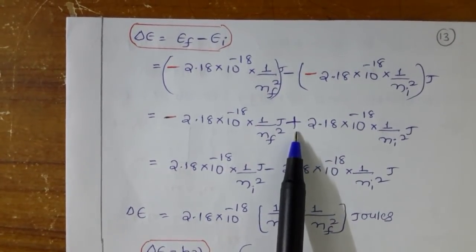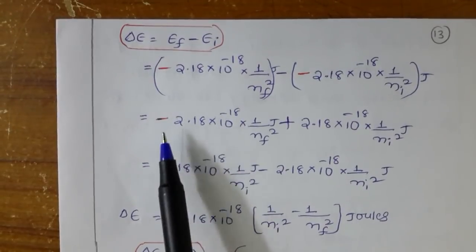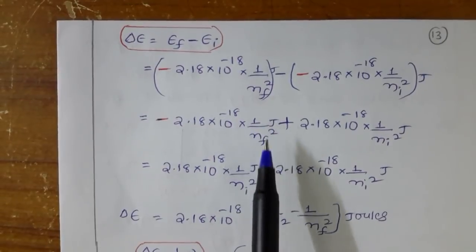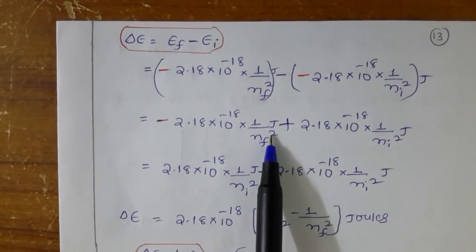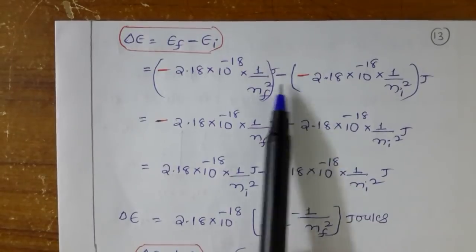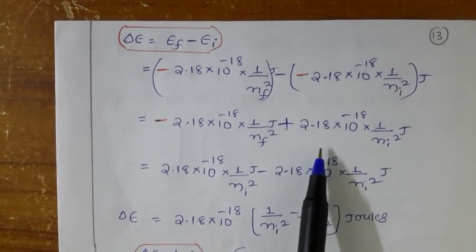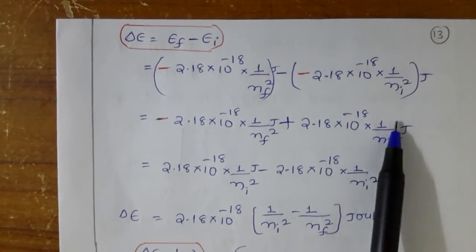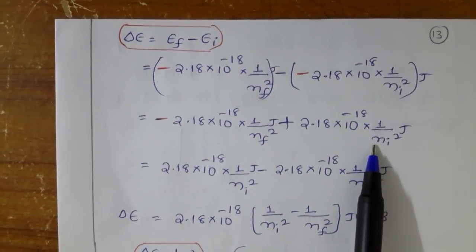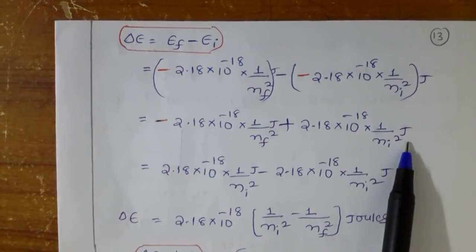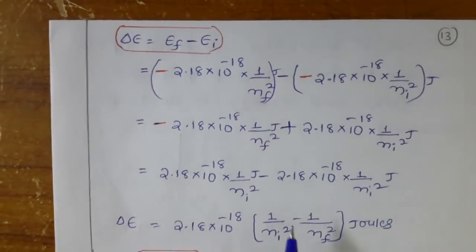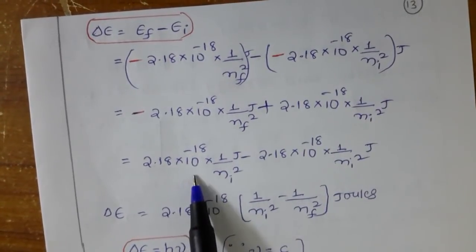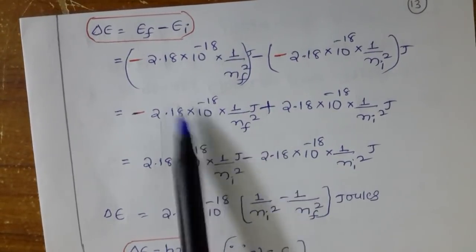It will become plus. Okay, so next step is what? Minus 2.18 into 10 to the power of minus 18 into 1 by n final square joules. Minus into minus, what will it become? Plus. Plus 2.18 into 10 to the power of minus 18 into 1 by n initial square, into joules. Okay, for my convenience, I will write this total positive term on this side.